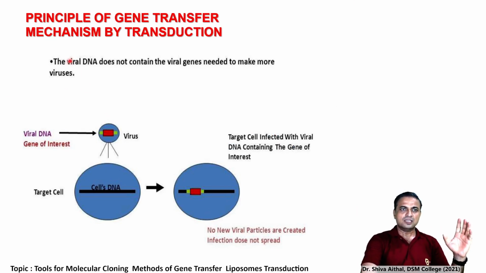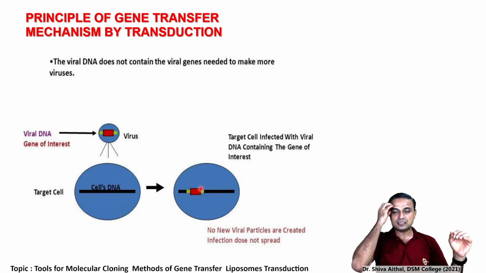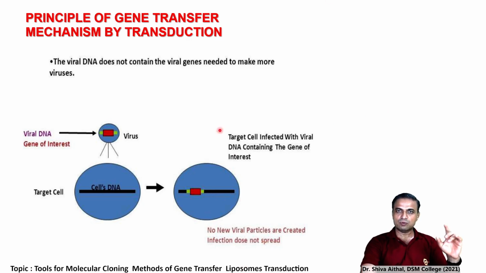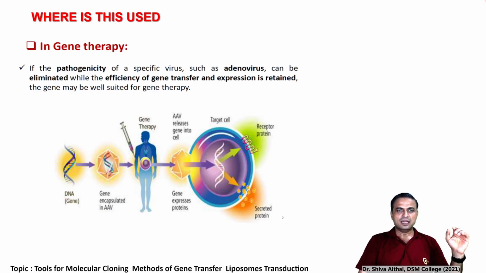As I just mentioned, the viral DNA does not contain the viral genes which are needed to make more viruses. It does not contain that. So the virulent genes are replaced with your gene of interest, and this virus is introduced into a cell DNA, that is the target cell line. And then when it is introduced, the target cell is infected with the viral DNA which contains the gene of interest. Here no new viral particles are created, infection does not spread. Now this will be multiplied to infect the host cells. This is the simple principle, and this is primarily used, as I said, in gene therapy.